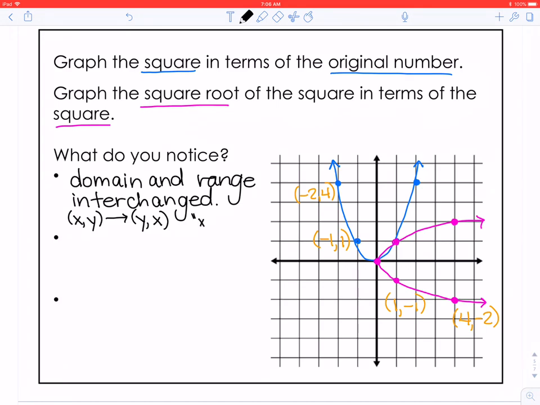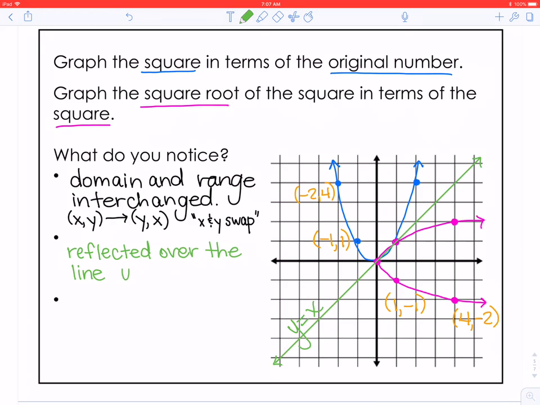And so some people will call that the x and y swap. But you know how I am with math vocabulary. Domain and range are interchanged. Okay, so that's one thing that we should notice. Another thing that might pop out to you visually is it looks as though we have a reflection. And if you dive into that a little bit further, you'll see that that reflection is across the line y equals x.